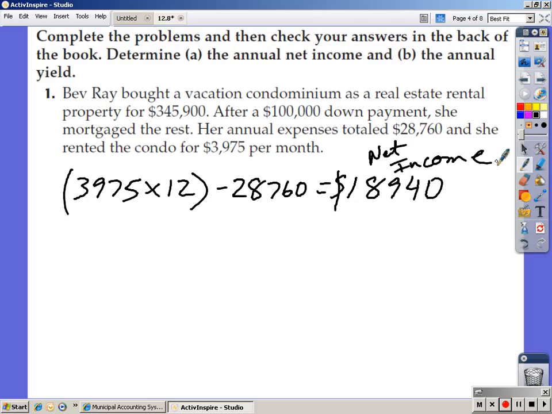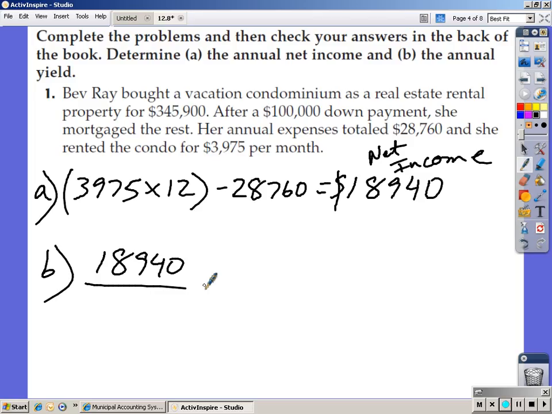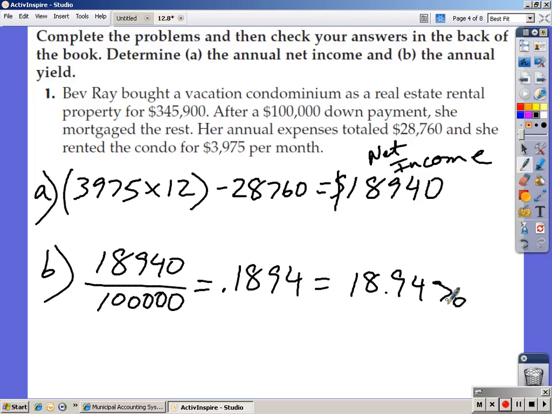Now, to find the yield, take your annual net income divided by your cash investment. That was A, this is B. 18,940 divided by my cash investment of 100,000, and you get 0.1894, which is an 18.94% yield.